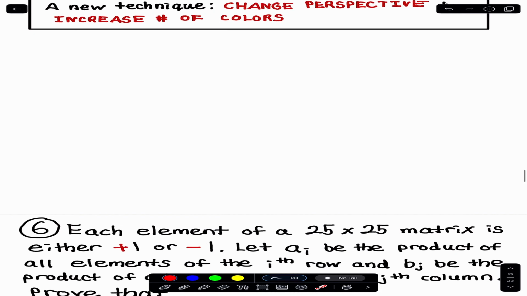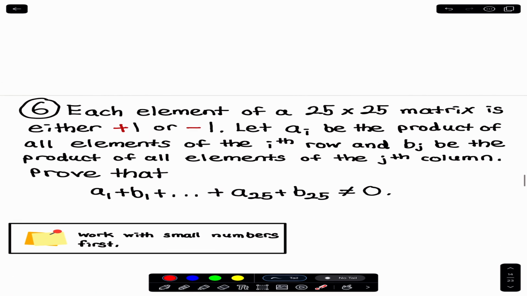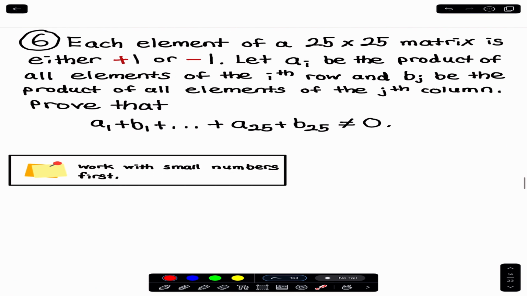And just as a little teaser for problem number 6, maybe you can try this one on your own. Ooh, it's getting pretty tricky.